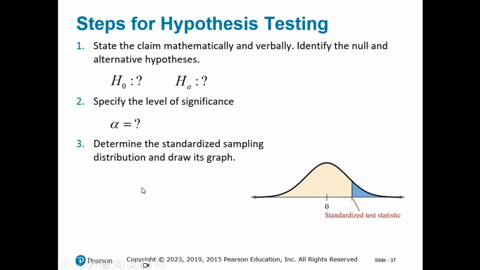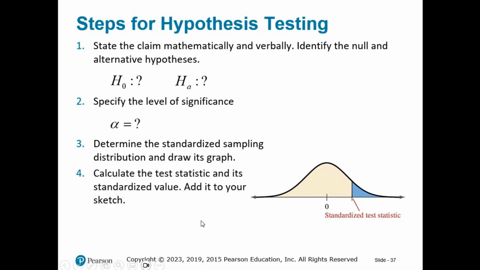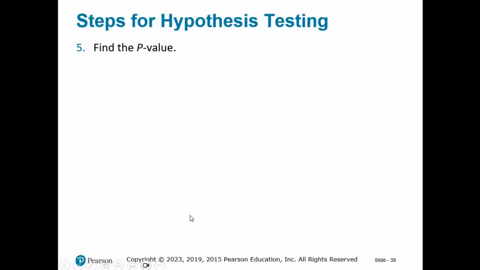Once you've got those statements, you have enough to figure out at least a sketch of the graph for the standardized sampling distribution. And that is based off the assumption that the null hypothesis is true. The nature of the test is going to depend on how you wrote your alternative hypothesis. Next, calculate the test statistic and its standardized value and add that to your sketch. After that, you find the p-value.